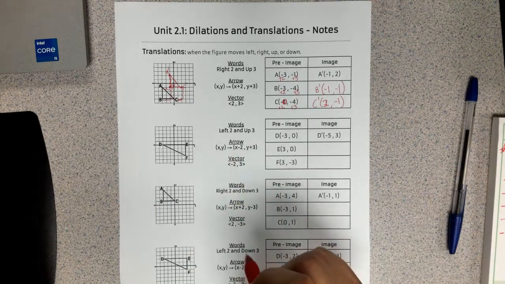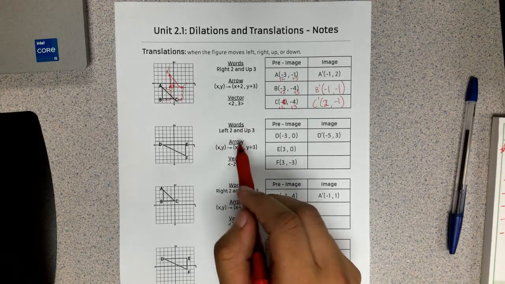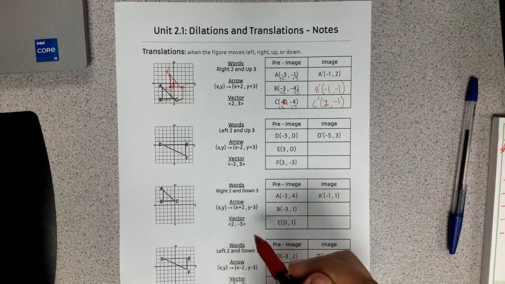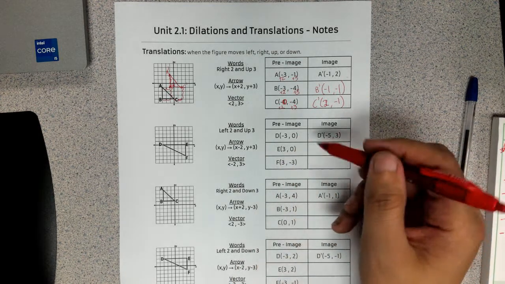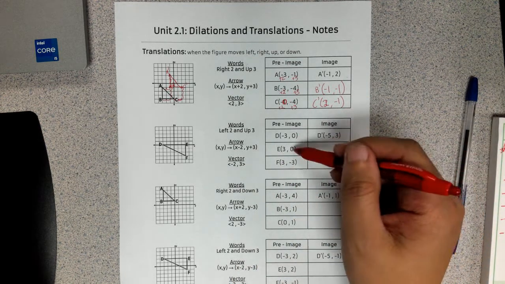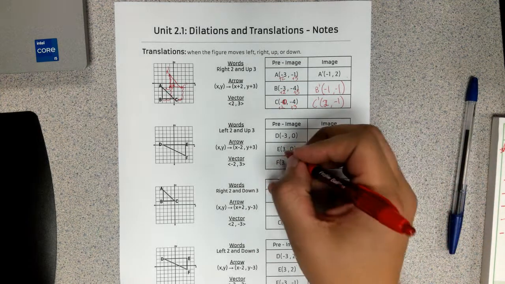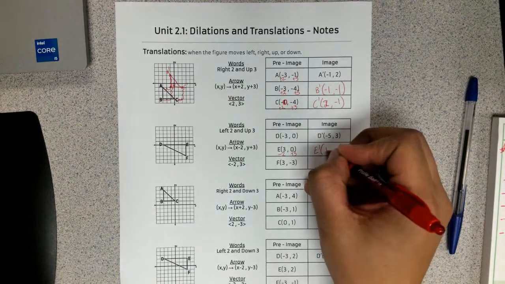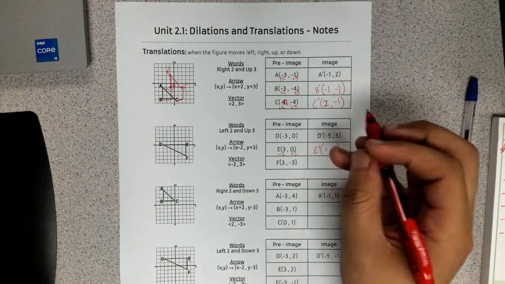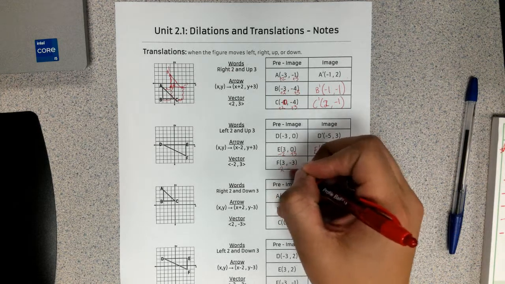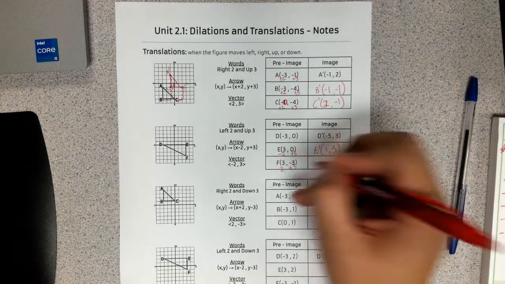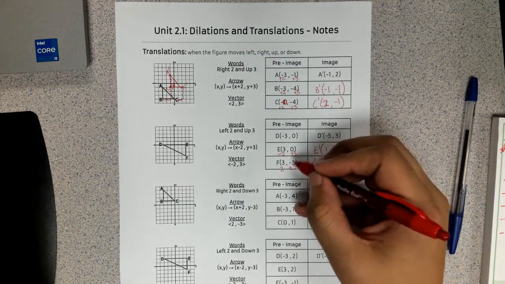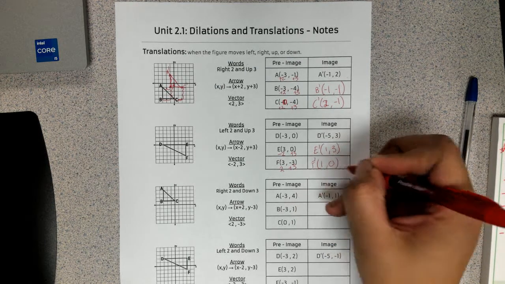So in this case, now it's saying left 2 and up 3, or in our arrow form, we're going to subtract 2 because moving to the left is negative. And then we have a plus 3. So I have my coordinates here where it said E is at 3, 0. So if I'm going to subtract 2 and plus 3, my E prime should be 1, 3. And my F here, if I again subtract 2 and add 3, then 3 minus 2 is 1 for my F prime, and negative 3 plus 3 is 0.